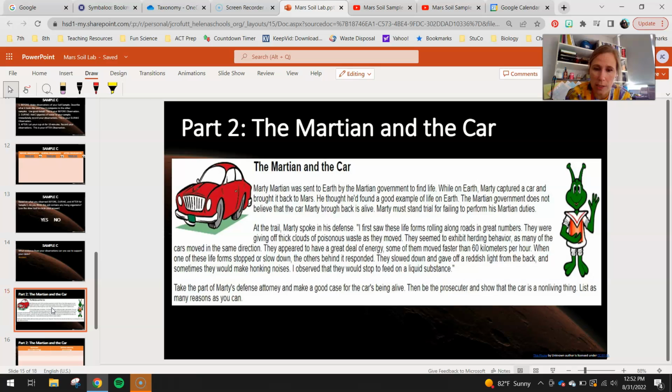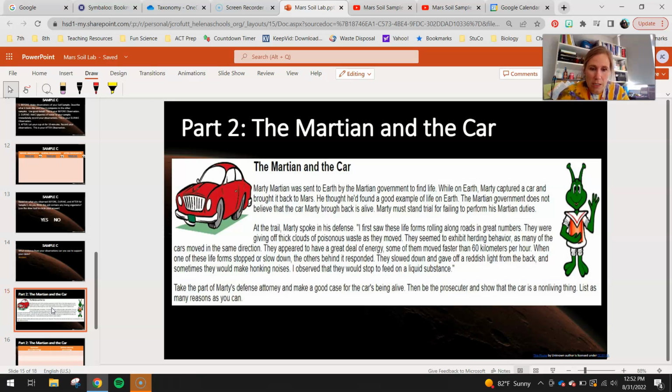At the trial, Marty spoke in his defense. I first saw these life forms rolling around the roads in great numbers. They were giving off thick clouds of poisonous waste as they moved. They seemed to exhibit herding behavior as many of the cars moved in the same direction. They appeared to have a great deal of energy. Some of them moved faster than 60 kilometers per hour. When some of these life forms stopped or slowed down, the others behind it responded. So basically, if one car stops, the one behind it stops too. They slowed down and gave off a reddish light from the back, and sometimes they would make honking noises. I observed that they would stop to feed on a liquid substance.